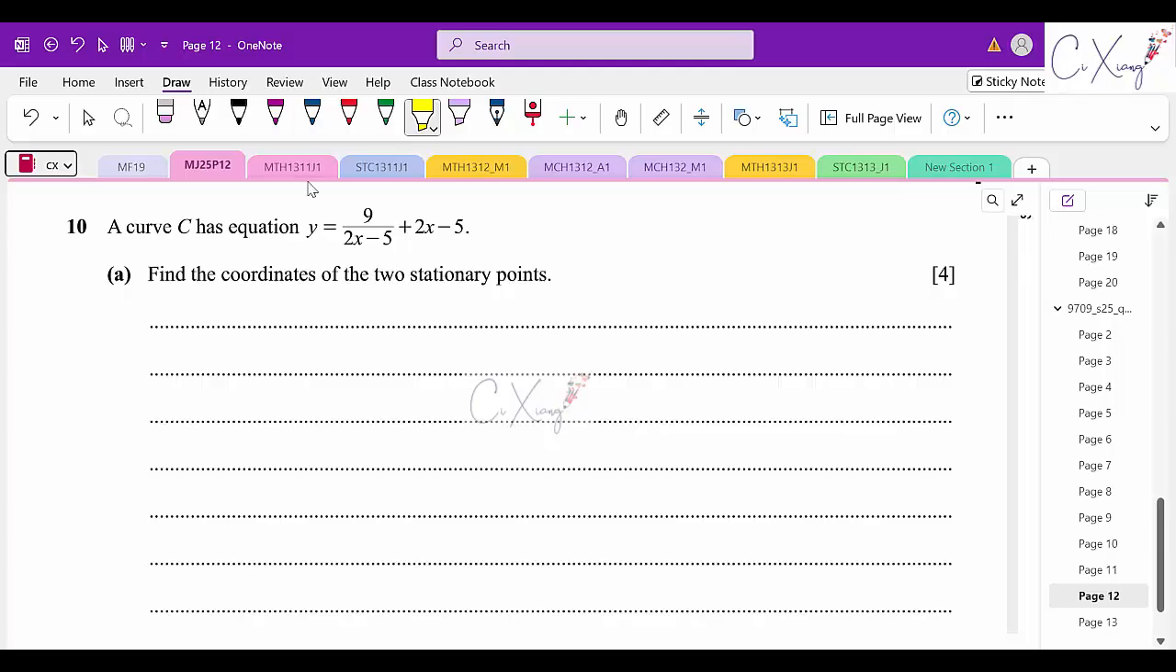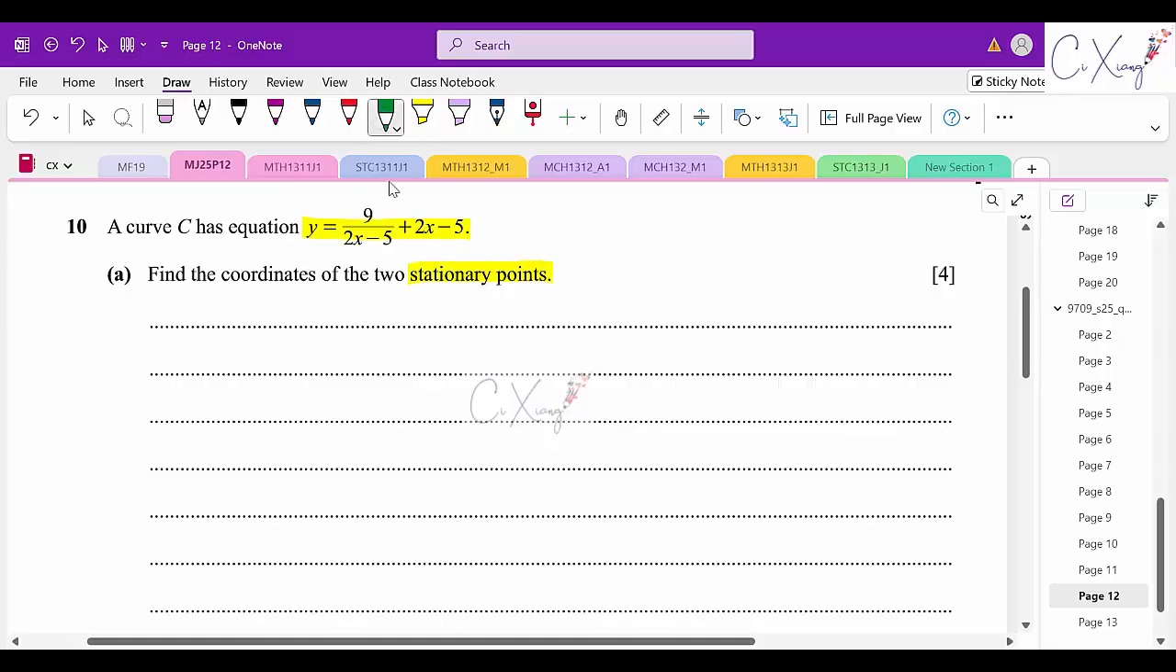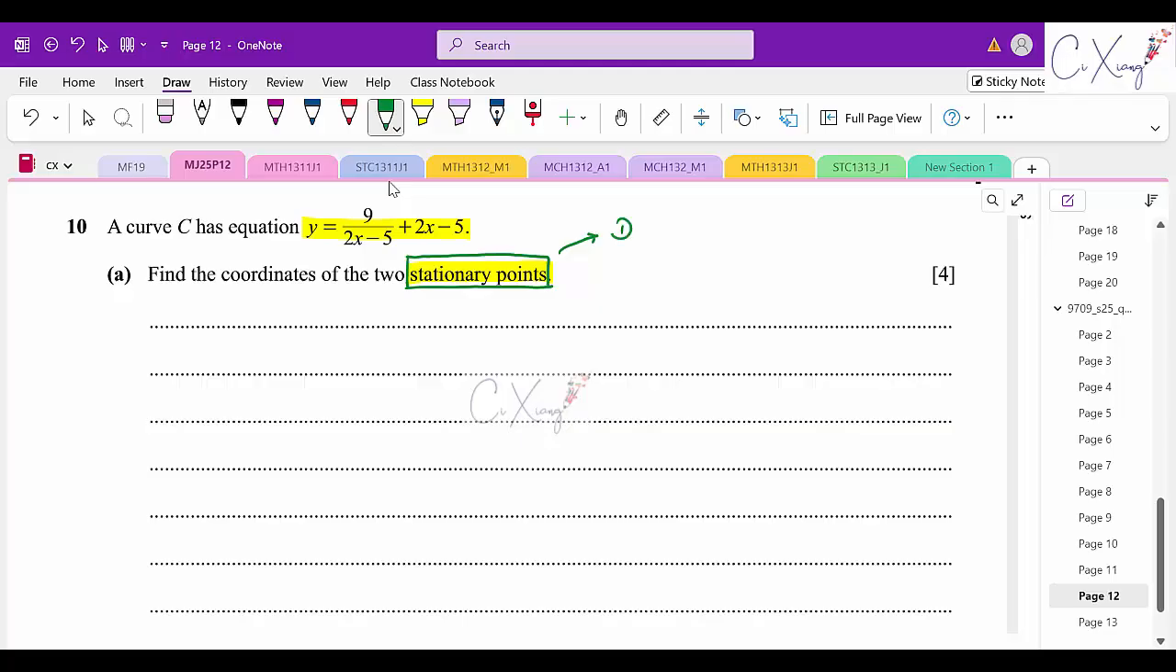Alright, so we are going to discuss question number 10 now. A curve C has this equation. Find the coordinates of the two stationary points. What are the steps that we need to go through when they want us to find the stationary points? First of all, you have to find dy/dx.